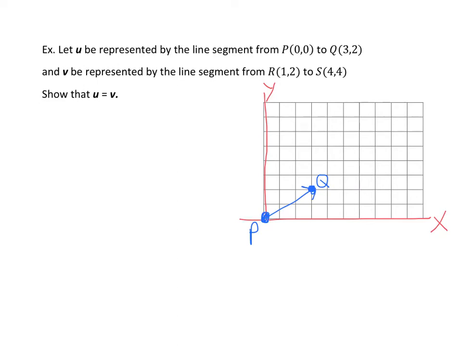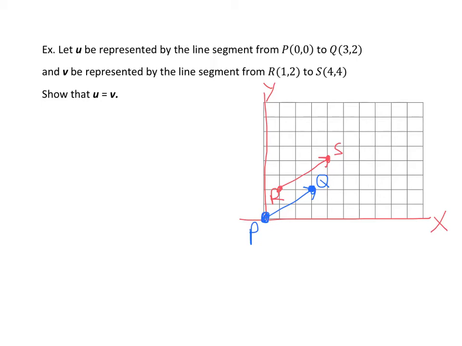V, on the other hand, starts at 1, 2. And that's R, and goes to 4, 4. So 2 there. There's S. Show that U equals V. The way we show it, they have to have the exact same magnitude and slope.